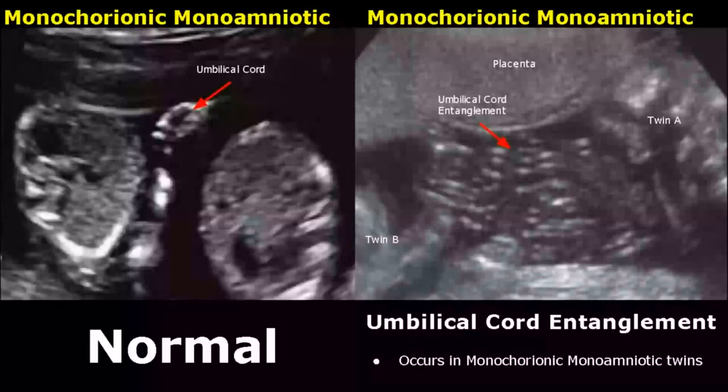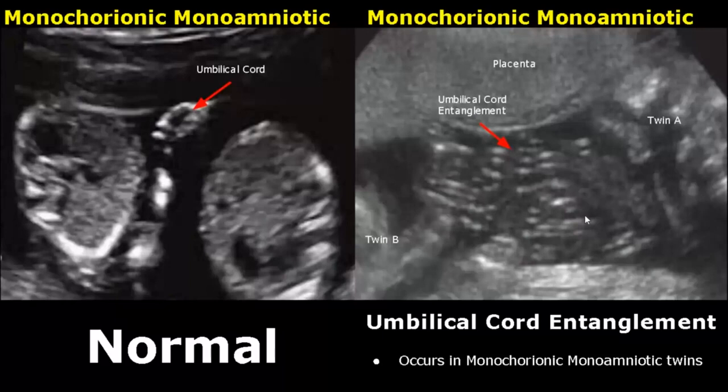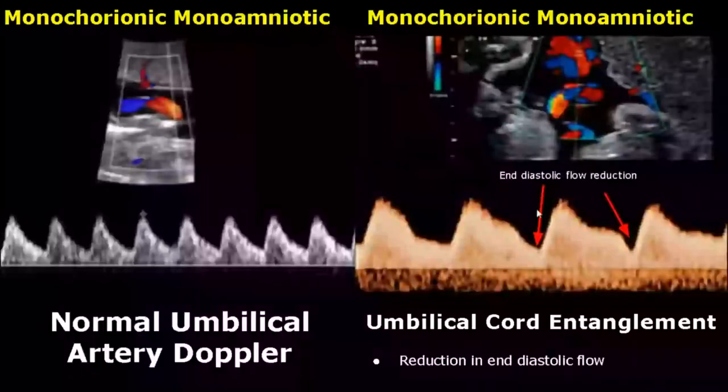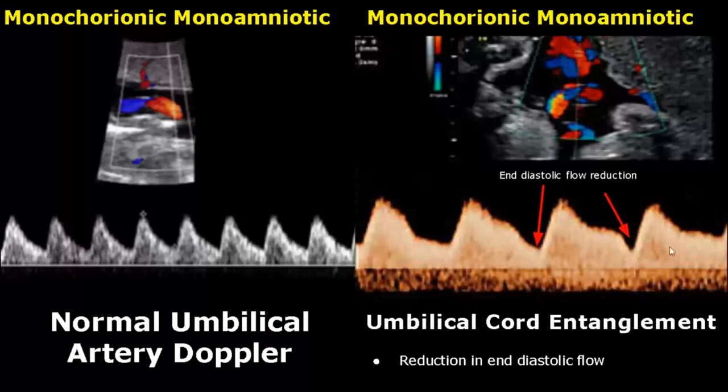Umbilical cord entanglement can occur in monochorionic monoamniotic twins. The cords of both the twins form a knot as they entangle. We can confirm an umbilical cord entanglement by using color Doppler, which enhances its appearance, and we can clearly see the entwined umbilical cord. On pulse wave Doppler, reduction in end diastolic flow is seen. You can see a notch in the end diastolic waveform.